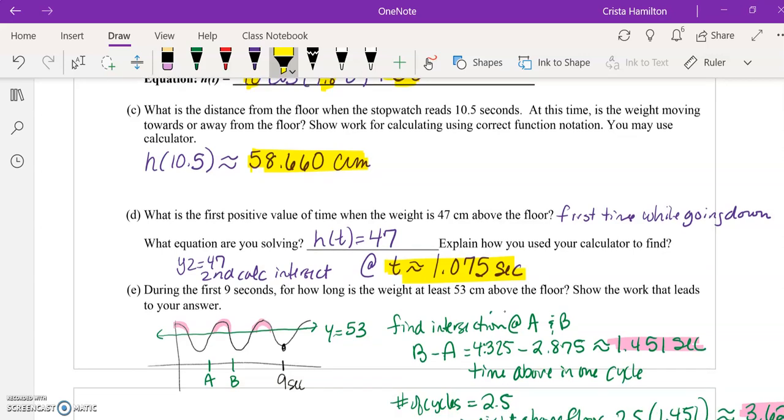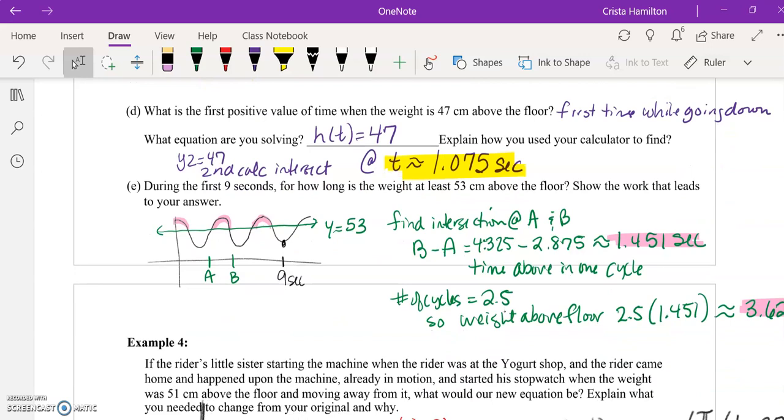During the first 9 seconds, how long was the weight at least 53 centimeters above the floor? So again, I came in, I graphed my y equals 53. So I changed y2 to be 53. And I decided, kind of looking at this, what's highlighted in pink here are the number of cycles that you see in 9 seconds. So from here to here, when I looked at that, this is 2.5 cycles of the graph. And so that's why the 2.5 is being multiplied down there.